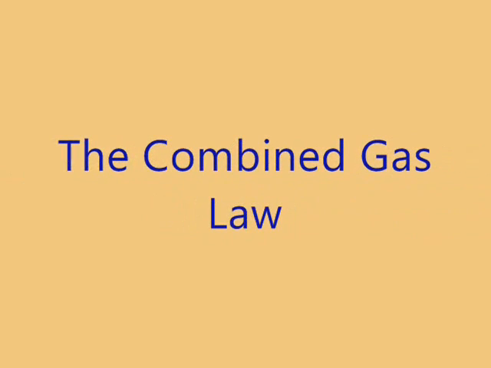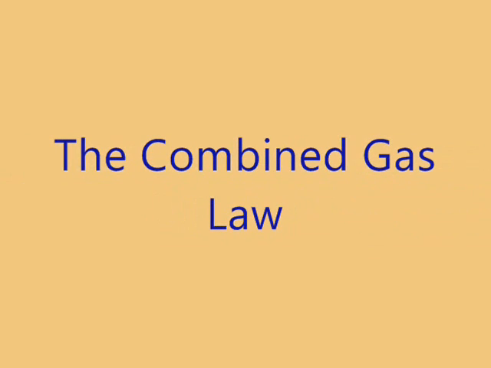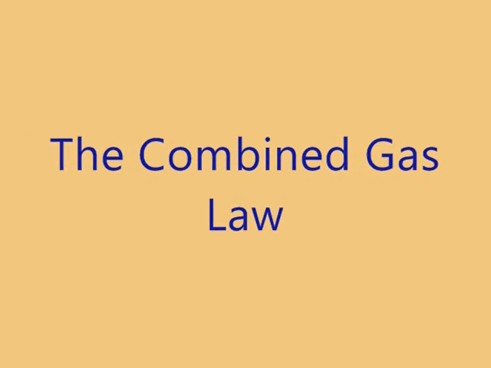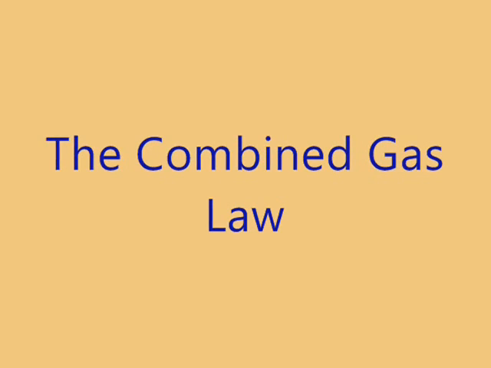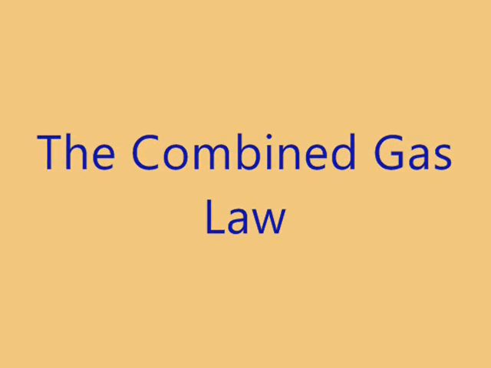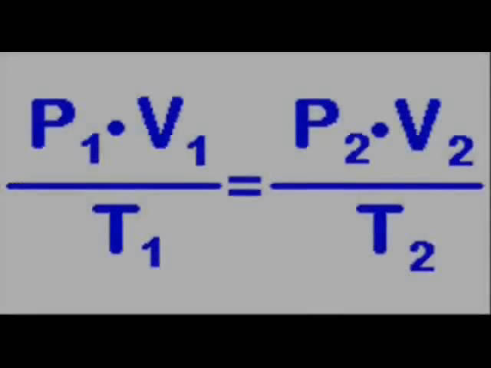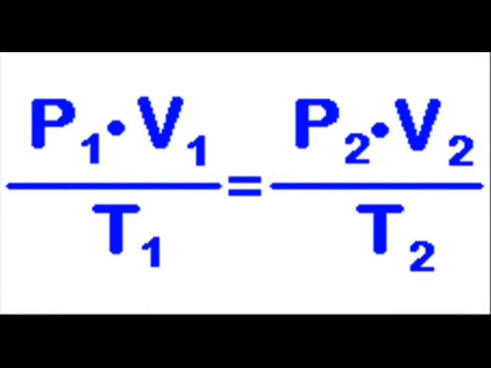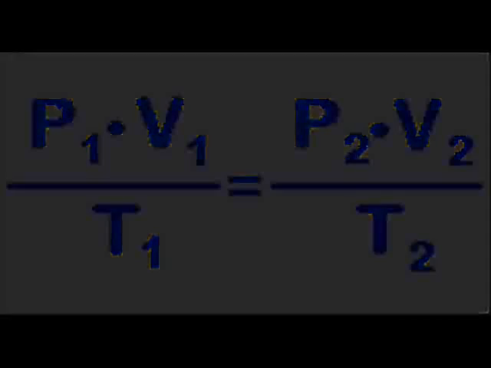If we keep the number of moles of gas constant, that is, the amount, so no gas can get in or out, then we can combine these three gas laws into one, the combined gas law, which can be expressed mathematically as P1 times V1 over T1 equals P2 times V2 over T2. In this equation, there are 6 unknowns. Given any 5, you should be able to solve for the 6th.